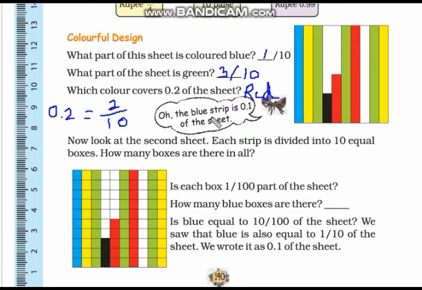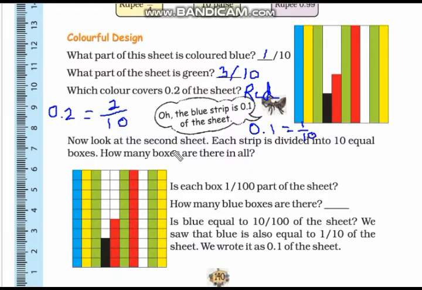Now, the blue strip is 0.1 of the sheet. Yes, the blue strip is 0.1 of the sheet, because it is 1/10 part of the sheet. 0.1 we can also write as 1/10. So 1/10 part of the sheet is colored blue.